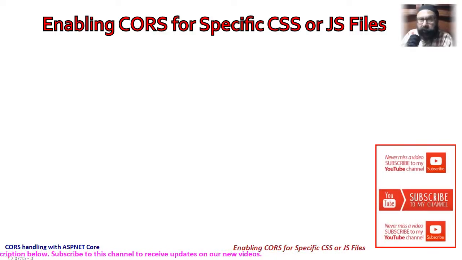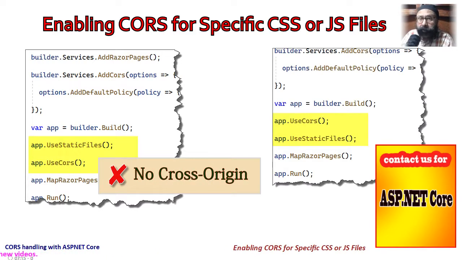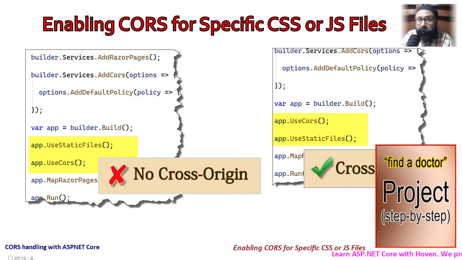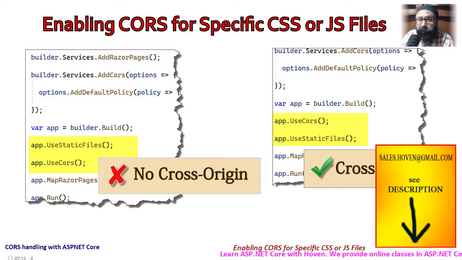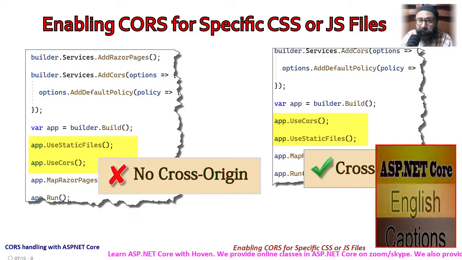Static files are not accessible cross-origin if we call UseStaticFiles before UseCors. But if we reverse the order, every static file becomes accessible to permitted origins. So we have an all or none type of situation. CORS can either be disabled for every static file or disabled for none.